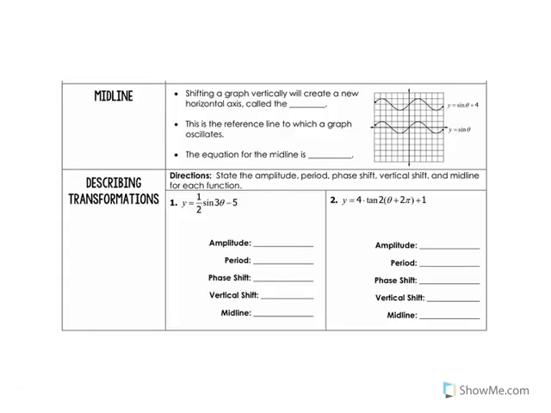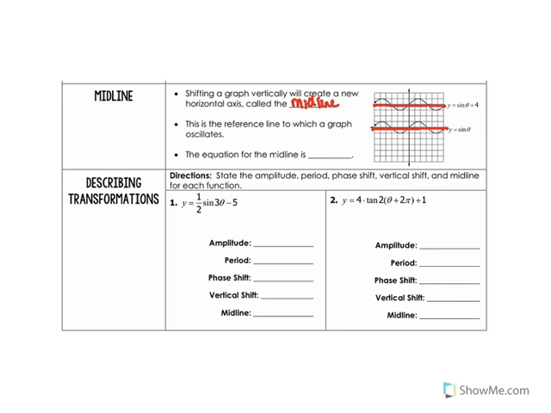Okay, for the next part, we're going to talk about midline. And midline literally means the middle of this function horizontally. So the midline is right there on that part, and the midline's right there on that part. It's just the middle of that function. So really, it's how far you would go with the amplitude. So shifting a graph vertically will create a new horizontal axis called the midline. This is the reference line to which a graph oscillates.